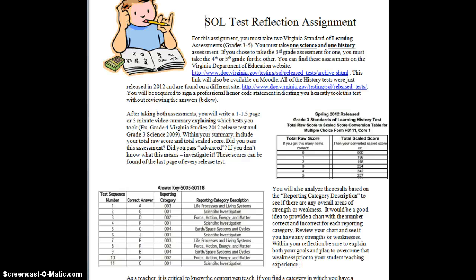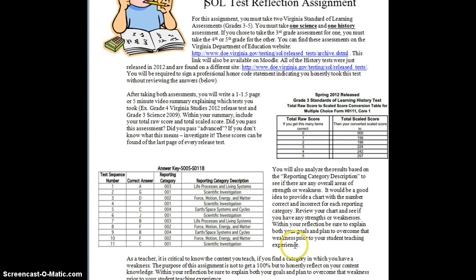If you noted any weaknesses, it would be good to consider creating a chart where you can indicate, okay, I got 4 wrong total and I got 3 wrong in scientific investigation. And as a teacher, if one of your students did that, you would know, well, this is an area where I really want to focus my instruction further when I do my review at the end of the year. So I just want you to investigate your own knowledge of this SOL content in this assignment.